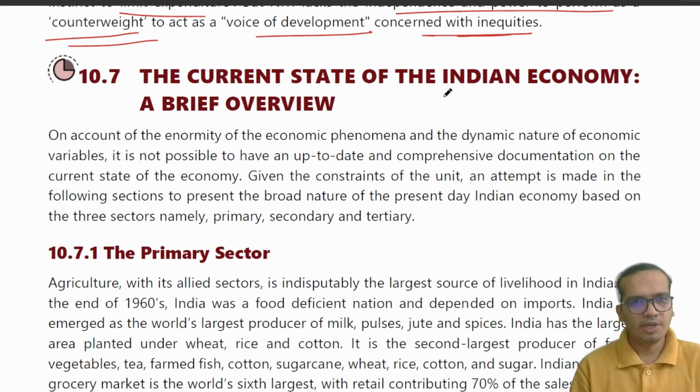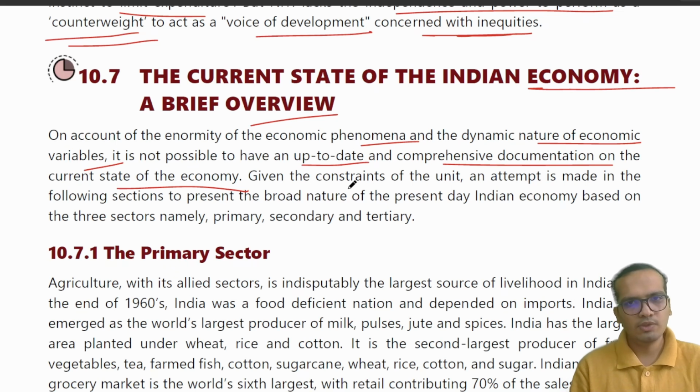Then we have 10.7, the current state of the Indian economy, a brief overview. On account of the enormity of the economic phenomena and the dynamic nature of economic variables, it is not possible to have updated and comprehensive documentation on the current state of the economy. Given the constraint of this unit, an attempt is made in the following sections to present the broad nature of the present day Indian economy based on the three sectors, namely primary, secondary, and tertiary.